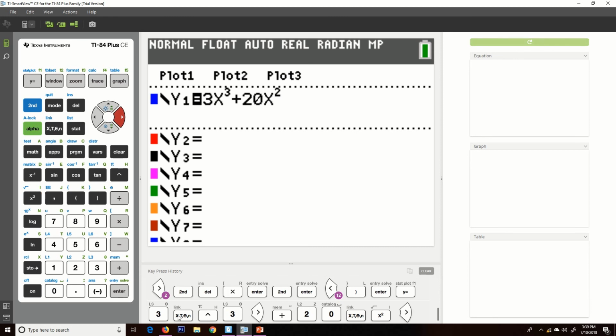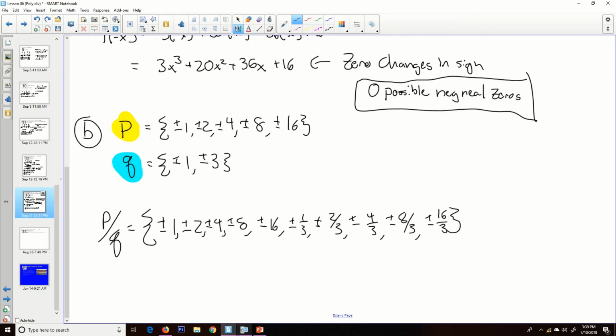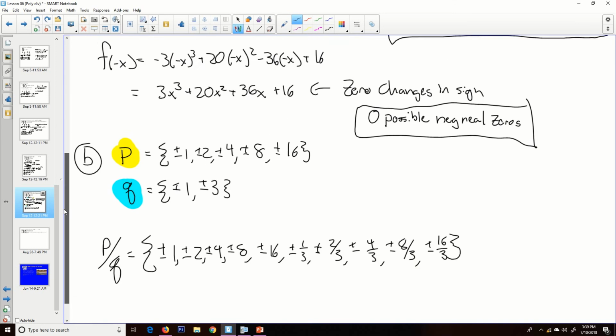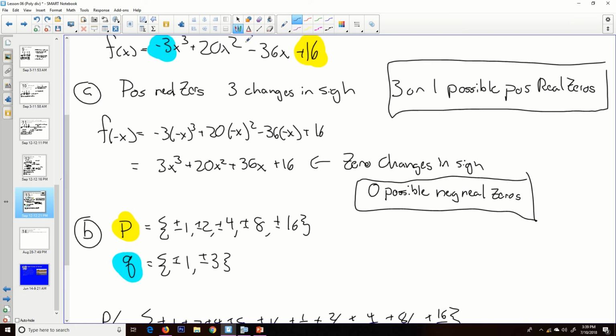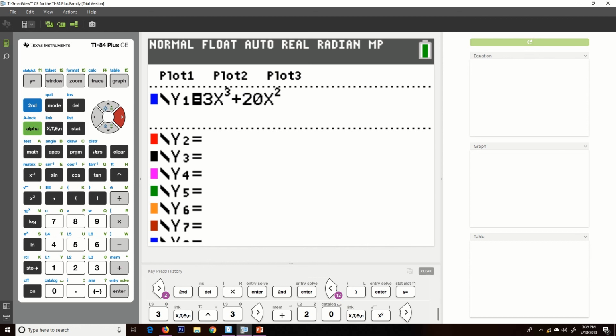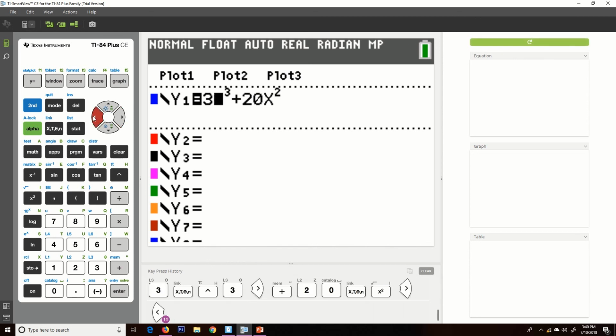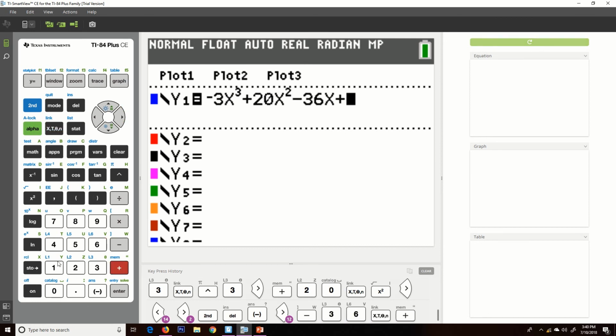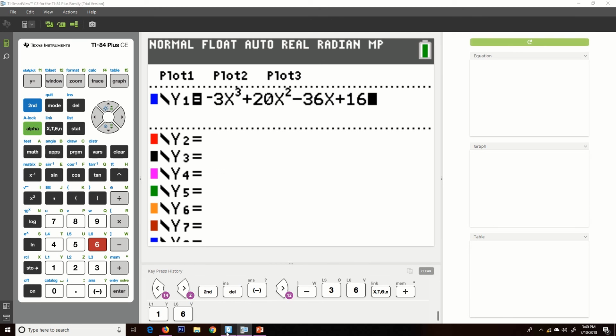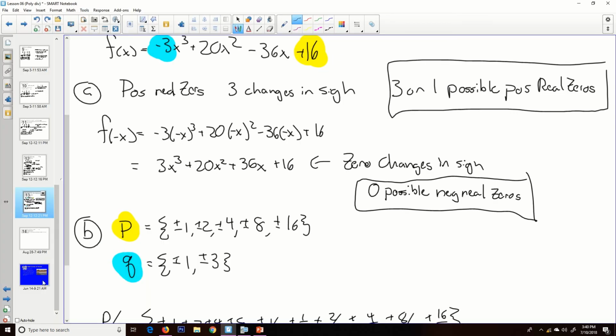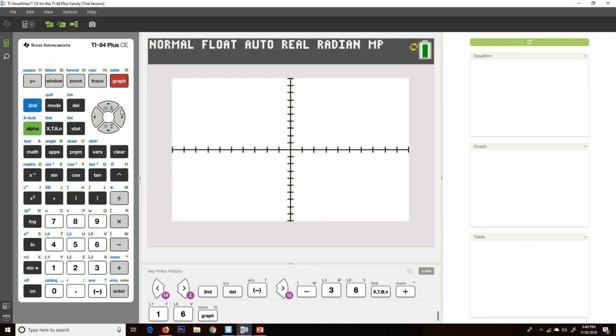And then, let's see, plus 36x plus, oops, that's not right. That's not the original, that's that minus. So I need a negative and then a negative there. So let's get this right. Second, insert a negative. And then it was minus 36x, and I think plus 16. Let's take a look here. Yep, we're good. And so let's hit graph, see what we got.